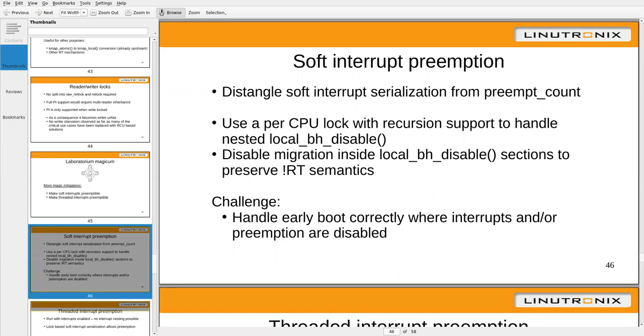And of course, we have the same issue as we have with spin locks. We have to disable migration inside of these sections. But we have the migrate disable, so it's not that horrible. There's quite a challenge there to handle early boot correctly, where we have interrupts or preemption disabled and basically cannot do the full substitution. We have mechanisms to handle that. It's not pretty, but it works.